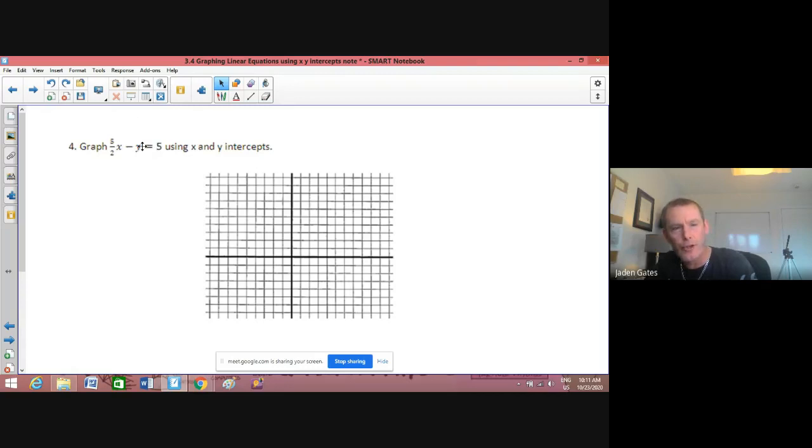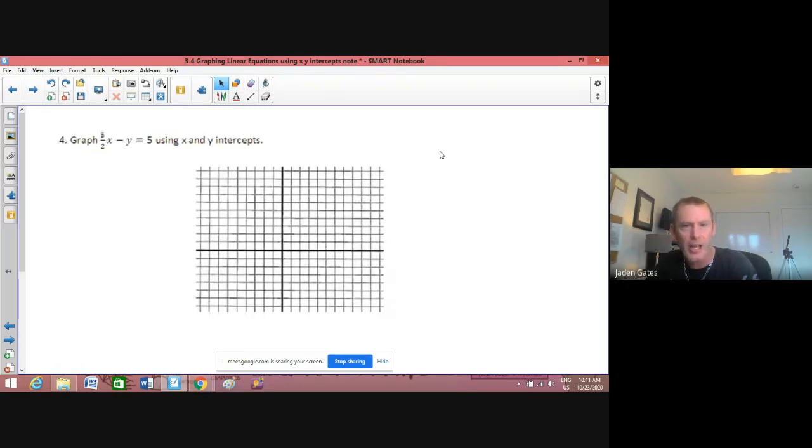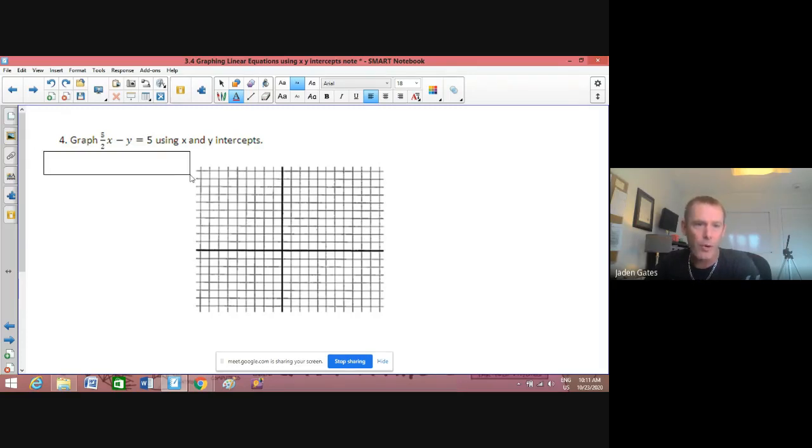Here's what I'm going to do first, though. I'm going to rewrite this equation. Because, again, the one thing I don't like is fractions. The only time I write a fraction out without figuring it out is slope. But we're not dealing with slope here. We're just dealing with x and y intercepts. So I'm going to rewrite this equation. I get my calculator out here.